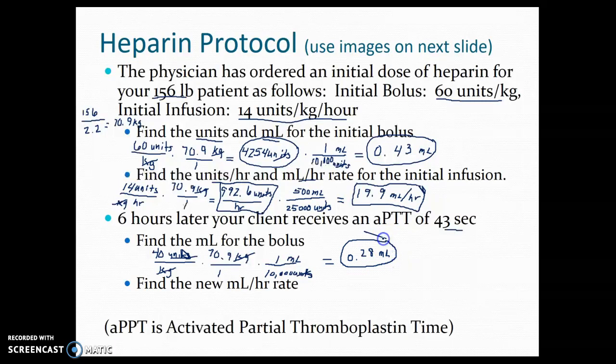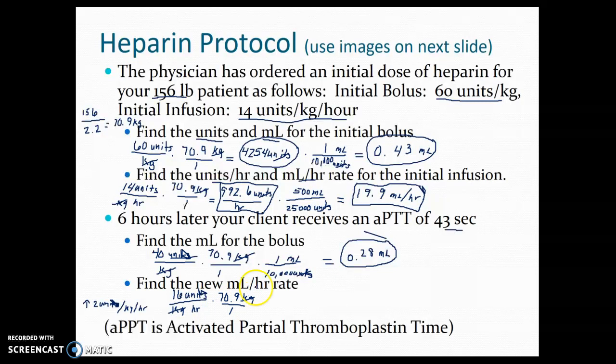Then I want to find my new milliliter per hour rate. When I had looked at my protocol previously, it said that I should increase the rate by, so going up by 2 units per kilogram per hour. So I look at what it was. Initially it was at 14. I'm going to increase by 2, so I'm going to start this problem at 16. And this is units per kilogram per hour. So I need to multiply by the weight of 70.9 kilograms, and that'll allow me to cancel the label of kilograms.